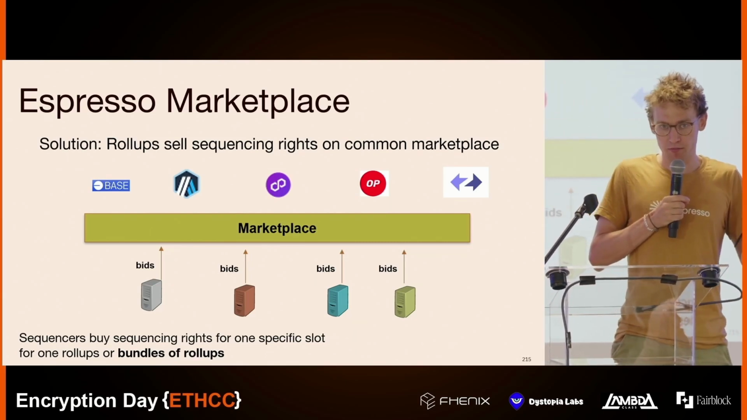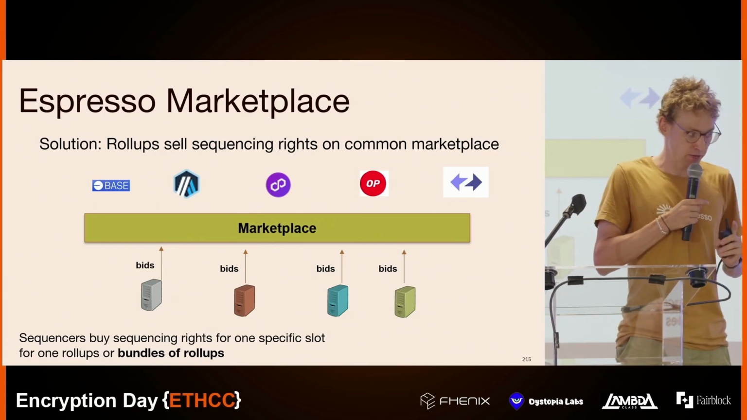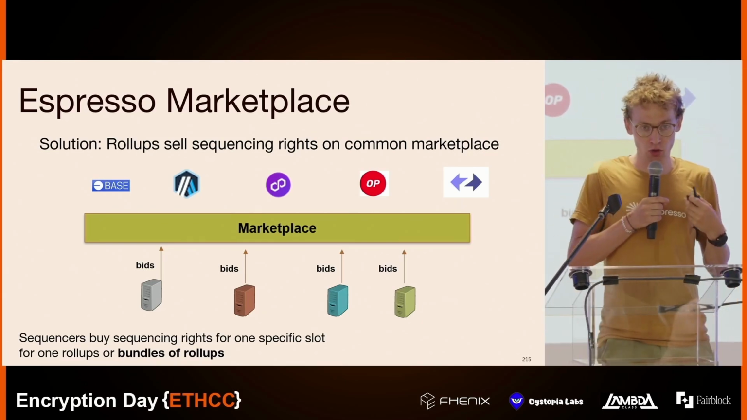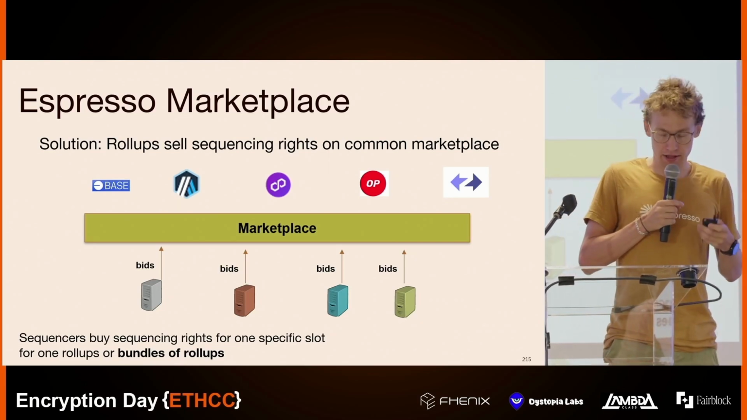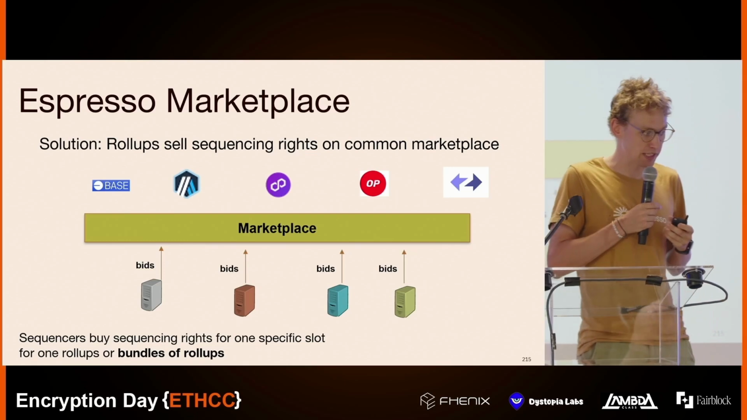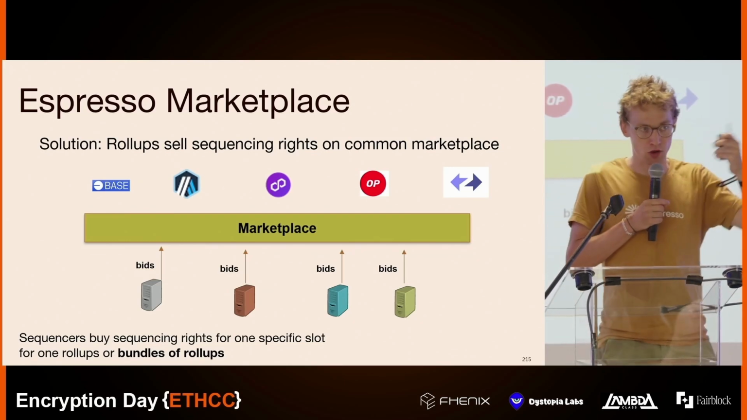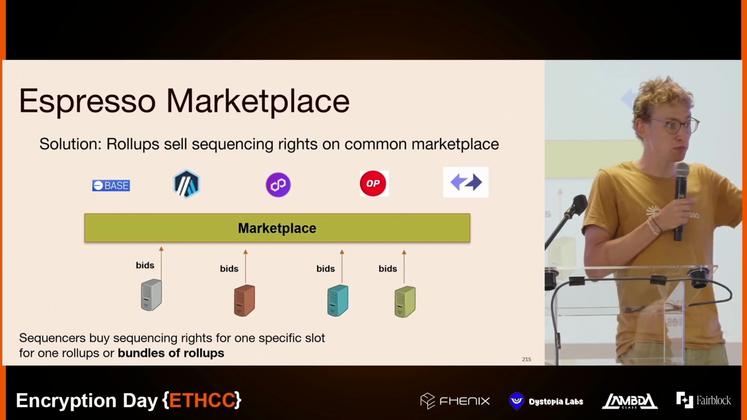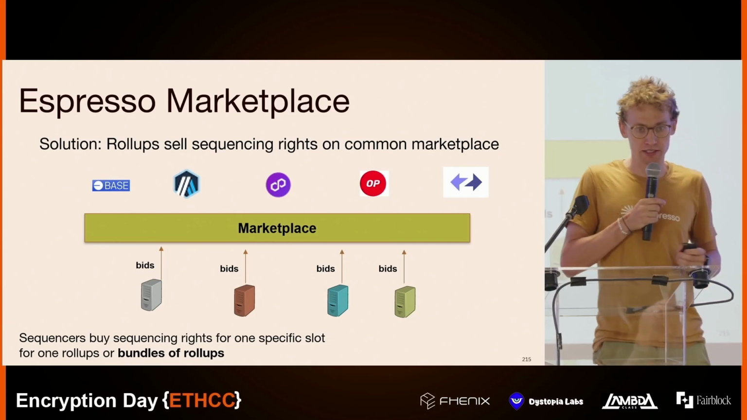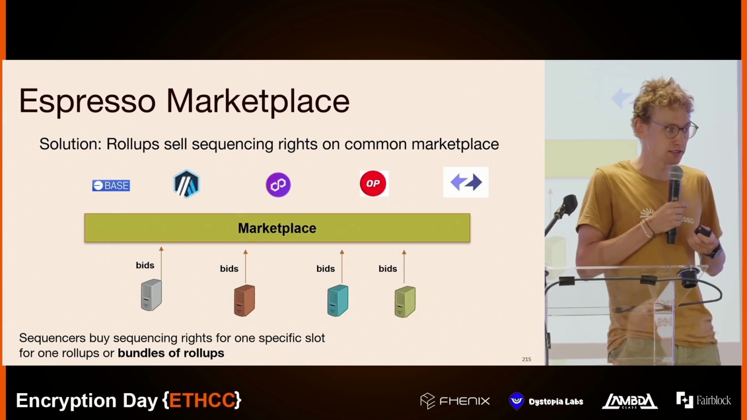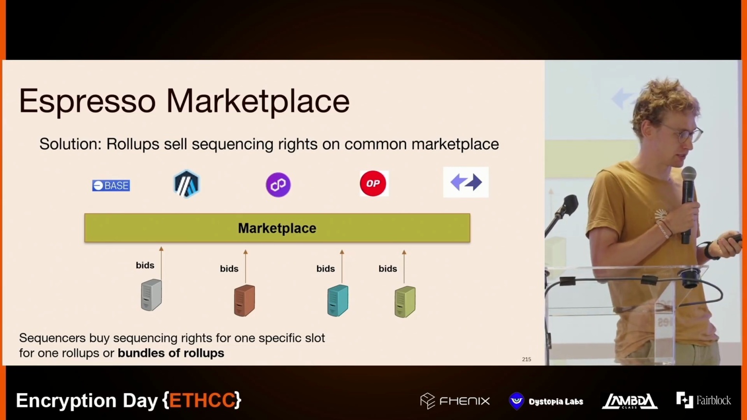rollups and buy them. But one important artifact of our marketplace is that sequencers are allowed to buy multiple rollups at the same time. So I can, for example, say that rollup A is worth 3 to me and rollup B is worth 4 to me, but together I would be willing to pay 10, because, for example, I can satisfy cross rollup intents if I control both sequencers at the same time.